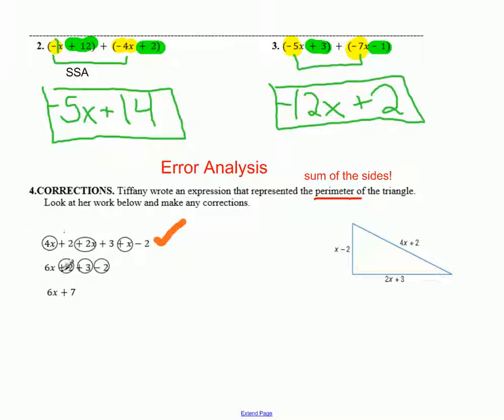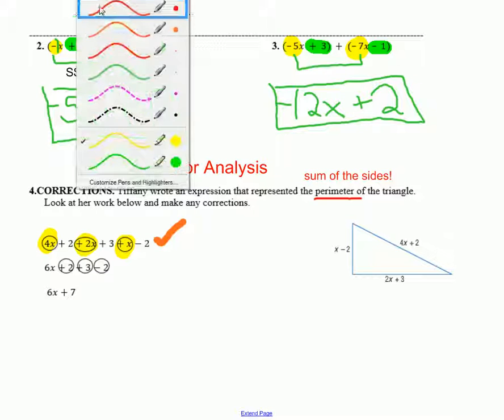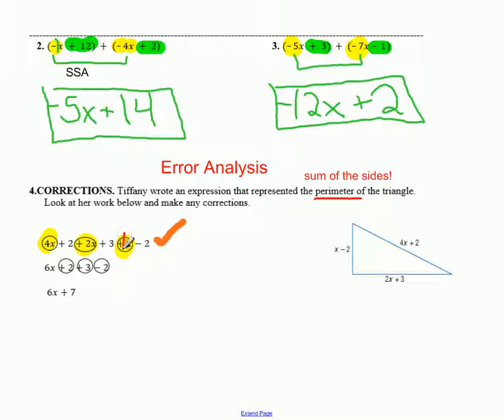Then she looks like she did some circling and combining like terms, which is awesome. That's totally what she should have done. So she circled 4x, she circled plus 2x, and she circled plus x. And since those are all positive, same signs add. She should add them up. 4 plus 2 plus x, and she wrote 6x. That's not right. Because there should be a 1 in front of this x. 4 plus 2 makes 6, but she forgot this plus 1. So this should actually say 7x. So that's not right.